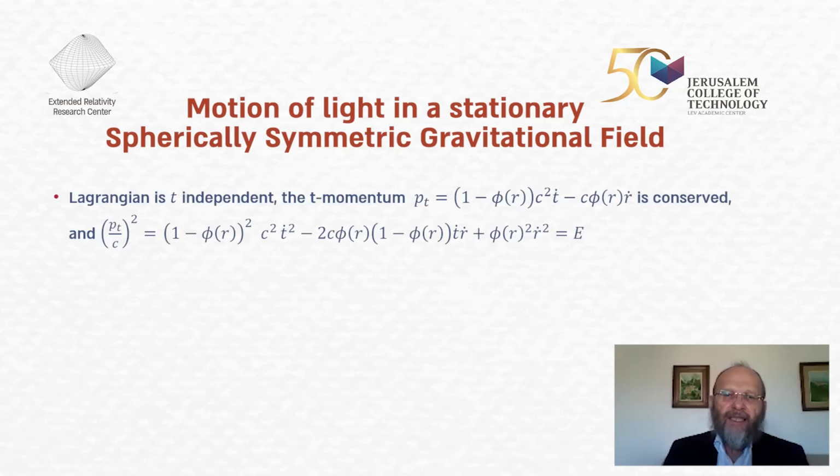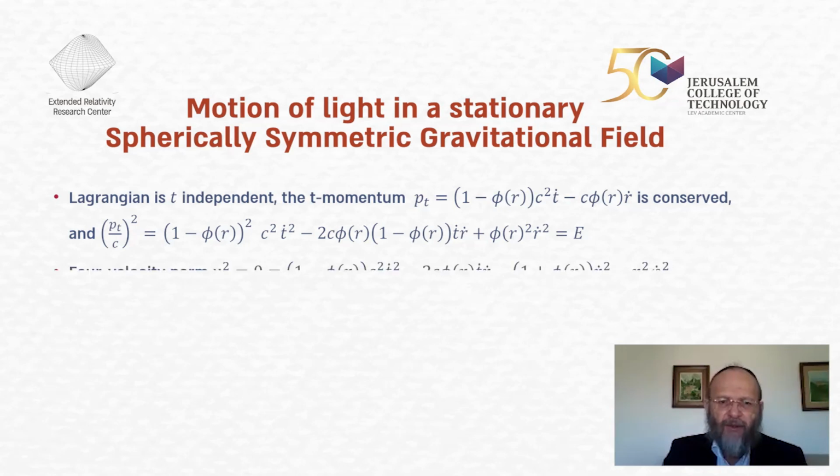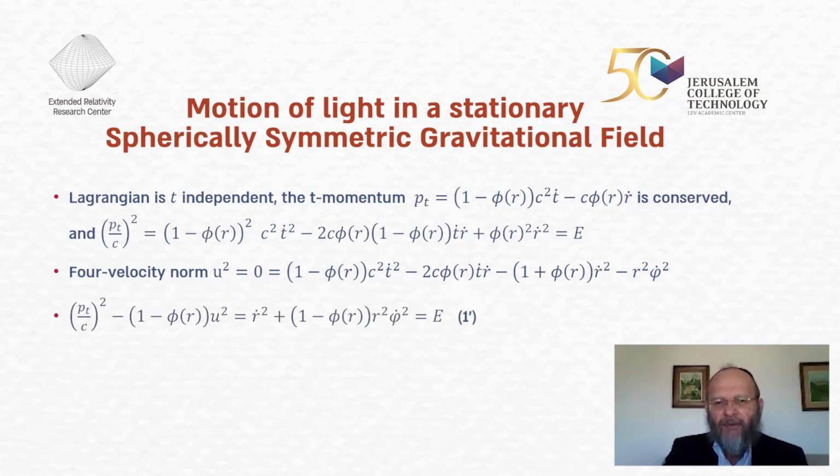Motion of light in a stationary spherically symmetric gravitational field. At the beginning, we do almost the same that we have done earlier. Once more, the Lagrangian is independent of t. That's the same thing as we had earlier. We got the same potential, and pt over c squared is the same formula. But the whole difference is that the four-velocity is now not c squared, it has length 0. And when you do the same thing, subtracting, we get a different differential equation, a simpler one. Only 2 terms. That's equation 1 prime.